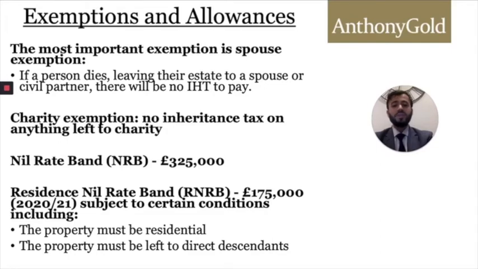One important thing to know about both the residence nil rate band and the nil rate band is that they are transferable between spouses. This means that when a second spouse dies, they can make use of their deceased spouse's nil rate bands, giving them potentially a tax-free allowance of £1 million. Anything above this will then be charged at the standard rate of 40%.